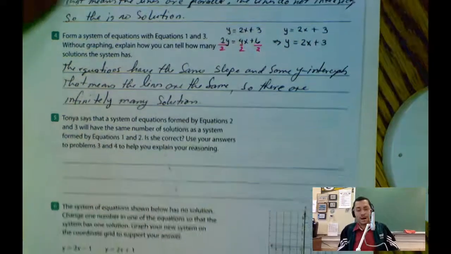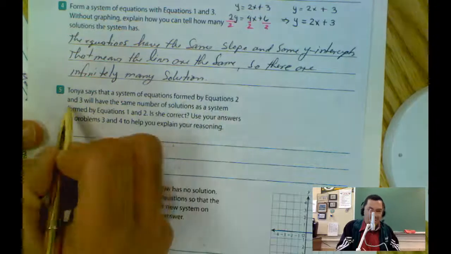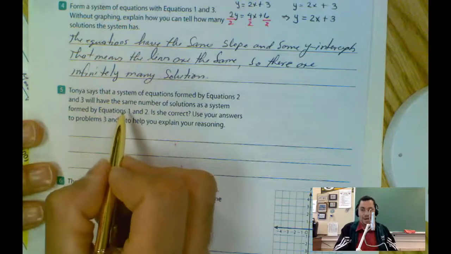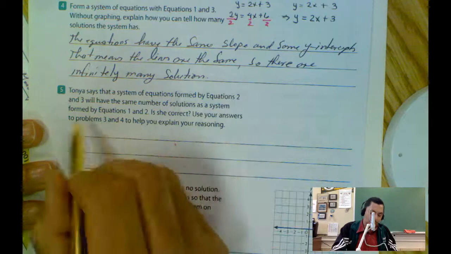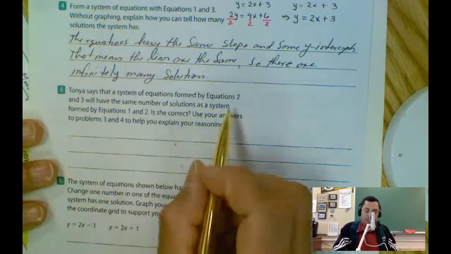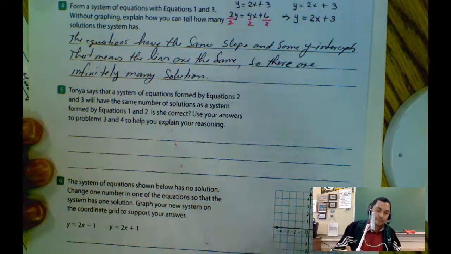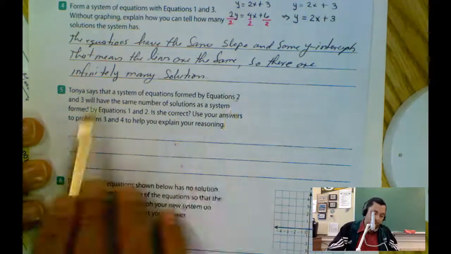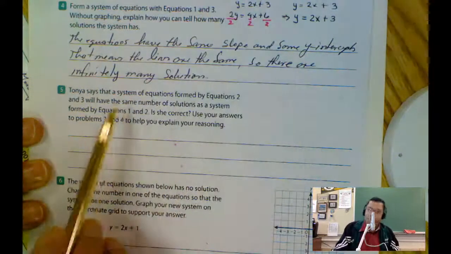Okay, number 5. Tonya says that a system of equations formed by equations 2 and 3 has the same number of solutions as the system formed by equations 1 and 2. Is she correct? Use your answers to problems 3 and 4 to help explain this reasoning. So for problem number 5, after we do the observation, Tonya says a system of equations for equations 2 and 3 is the same as equations 1 and 2.